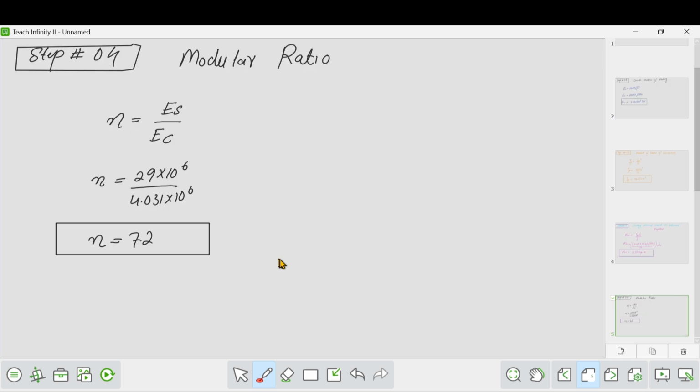Now for the transformed section, determine the modular ratio. Reinforcing steel has a modulus of elasticity of 29 multiplied by 10 to the power 6 psi, and the calculated modulus of elasticity of concrete is 4.031 multiplied by 10 to the power 6. So we will get the value of n, the modular ratio, which we use to transform the steel property into concrete, which is 7.2.